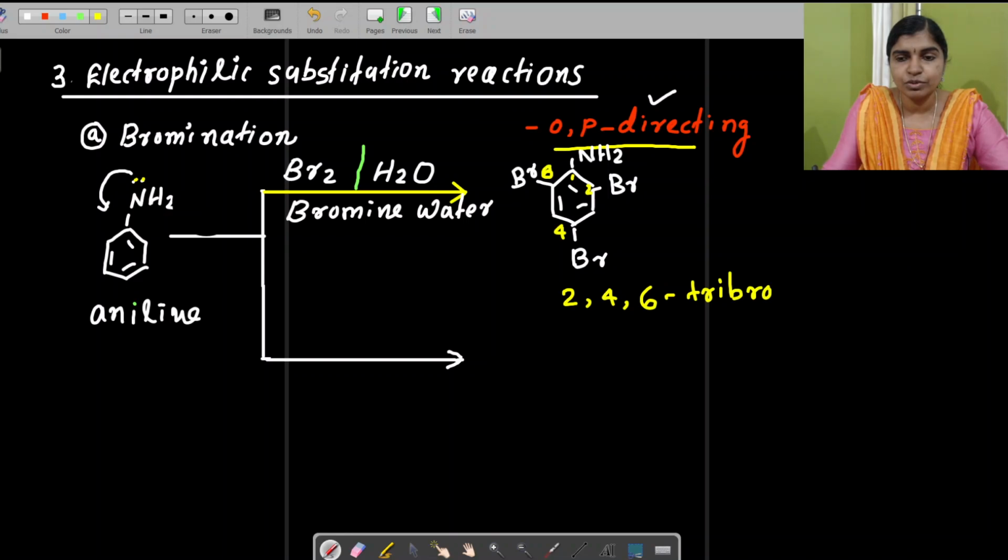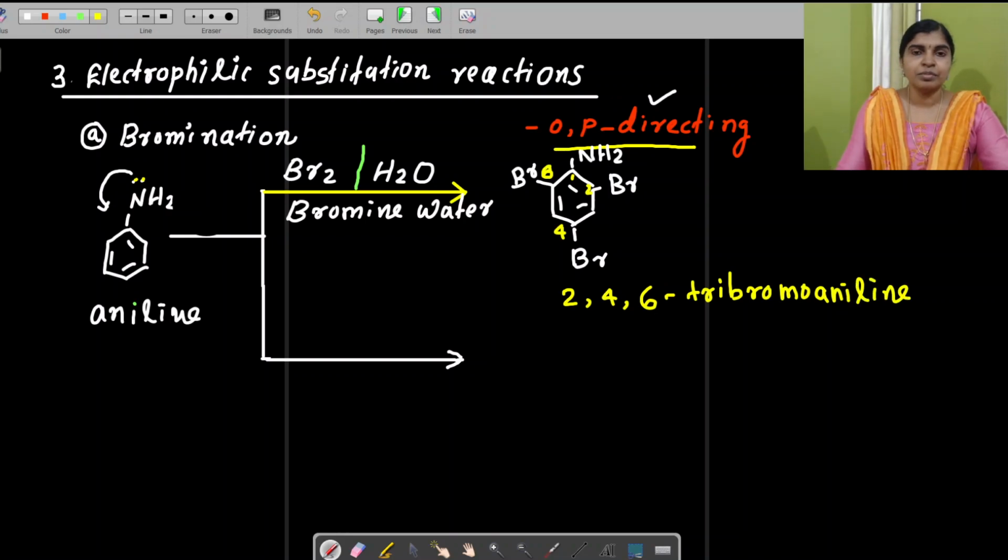So what is the name? 2,4,6 tribromo. ബാക്കി എന്താണ് അവിടെ ഉള്ളത് അത് കൊടുക്കുക. That is aniline. So aniline ആണല്ലോ നമുക്ക് ഇവിടെ സബ്സ്റ്റിറ്റ്യൂഷൻ നടക്കുന്നത്. നമുക്കറിയാം ഇലക്ട്രോഫിലിക് സബ്സ്റ്റിറ്റ്യൂഷൻ റിയാക്ഷൻസ് മെയിൻ ആയിട്ട് ആരോമാറ്റിക് കോമ്പൗണ്ട്സിലാണ് നടക്കുന്നത്. So വരുന്ന ഇൻകമിങ് ഇലക്ട്രോഫൈൽ എന്ന് പറയുന്നത് ഇവിടുത്തെ ബ്രോമിൻ ആണ്. ബ്രോമിൻ സബ്സ്റ്റിറ്റ്യൂട്ടഡ് അറ്റ് 3 പൊസിഷൻസ് ഹിയർ. So you will get 2,4,6 tribromoaniline or 2,4,6 tribromobenzenamine.